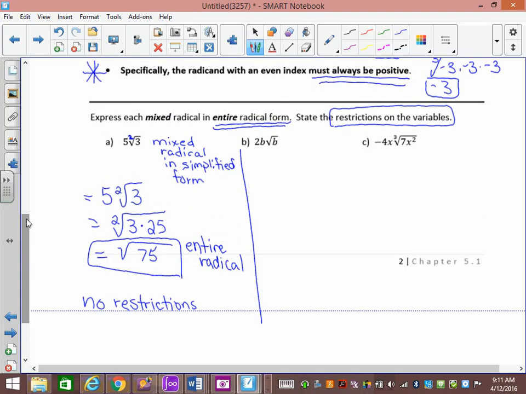So now we have express each mixed radical in entire radical form. So we have to take it and make it entire radical form. This one is reduced as low as it can go already. So this is mixed. Just in case you forget which one's which, this is your mixed radical.